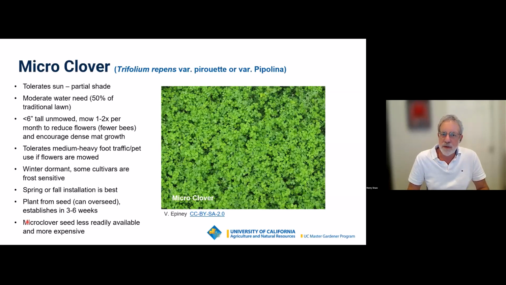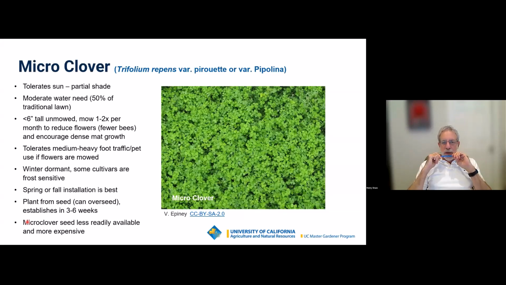Microclover will grow about 6 inches tall as opposed to 8 inches for regular clover. And you can mow it once or twice a month to reduce the number of flowers and encourage a denser growth. It tolerates pretty heavy foot traffic if you mow it to get rid of the flowers.